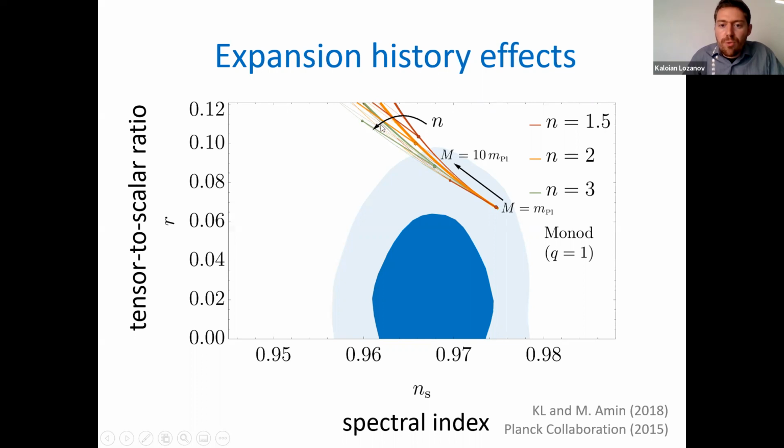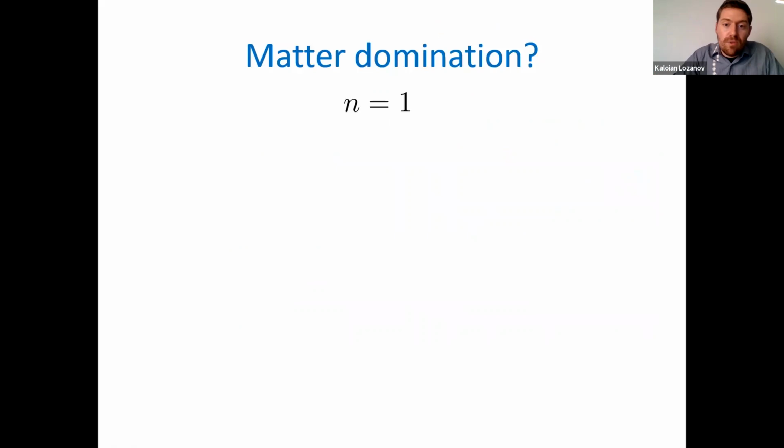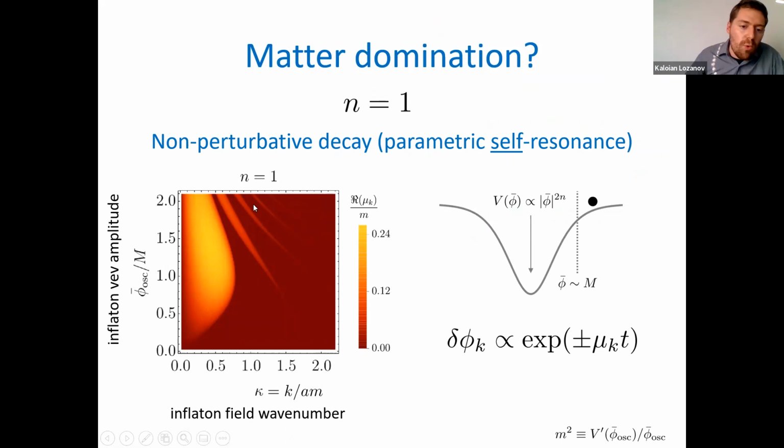Okay, now let's quickly move on to the matter domination cases corresponding to n equal to 1, or in other words, to quadratic minima. Most people may say that this is the most natural case, since most minima in nature are quadratic. So here, the Floquet chart, the stability chart, does not remain qualitatively the same. While we still have a broad long momentum instability band, we don't have a series of narrow bands going all the way to the bottom of the chart. This makes perfect sense, since at the bottom of the chart, we have an m squared phi squared theory, a free theory, and therefore we don't expect to see any instabilities due to nonlinear interactions.